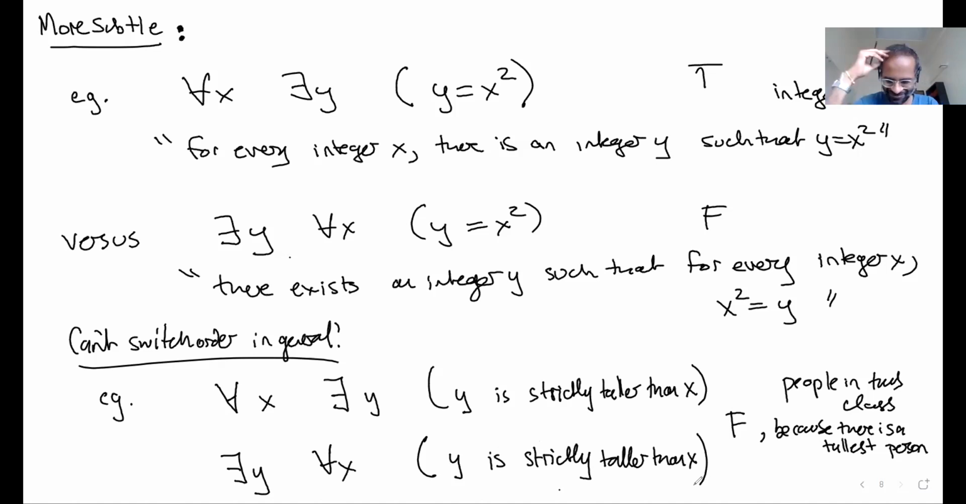Actually, okay. Isn't this maybe true? Yeah, this is also false, actually. Okay, maybe this wasn't a good example. This is also false. Why is this false? Is it because both y and x are taken from the same domain, so you'd be comparing the same person to themselves? Yeah, the person can't be strictly taller than themselves.